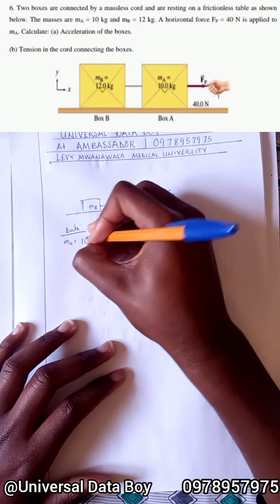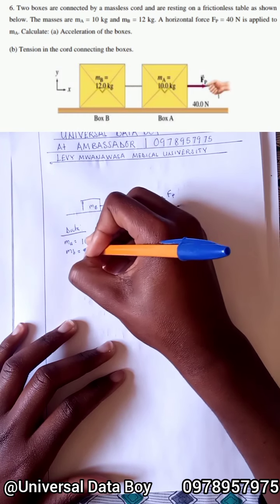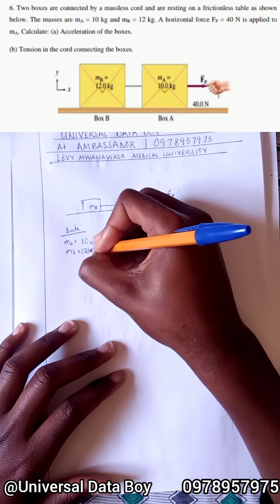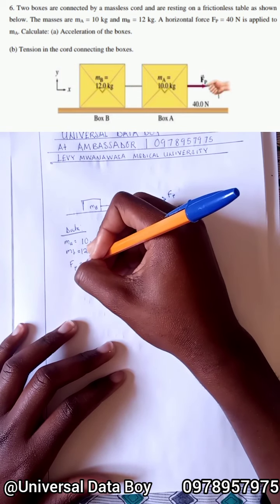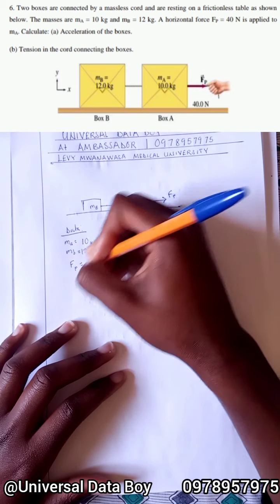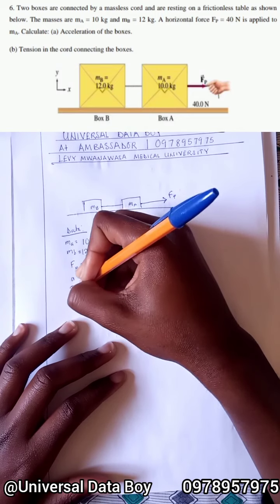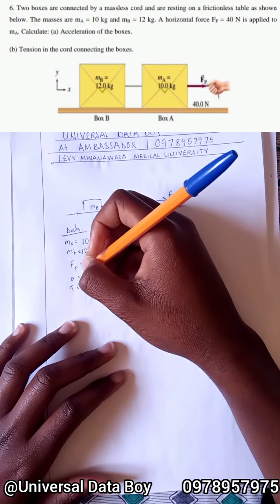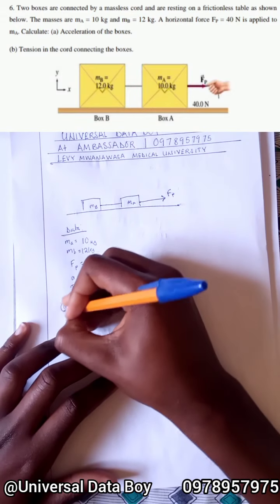MA is equal to 10 kilograms. MB is equal to 12 kilograms. FP is equal to 40 newtons. And the acceleration, we don't know. The tension, we don't know, but we are about to know anyway. So now we go to A.